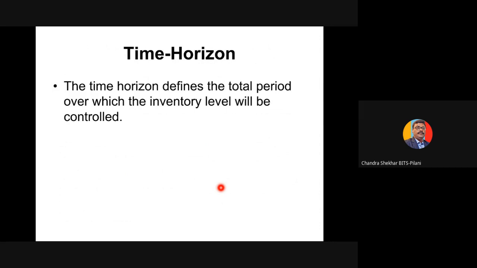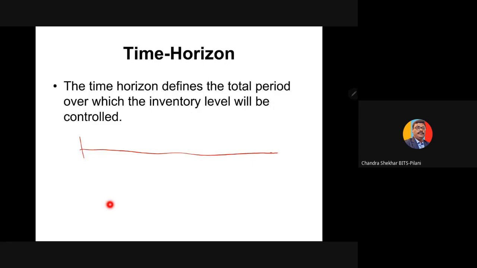Then we have the time horizon. The time horizon defines the total period over which the inventory level will be controlled. It may be a long time. For example, we have a grocery shop, which continues over the year. But it may be of limited period. For example, Rakhi business, Diwali business, calendar business, Christmas business, all are limited period businesses. So there the time horizon is limited. The time horizon may be finite or infinite.